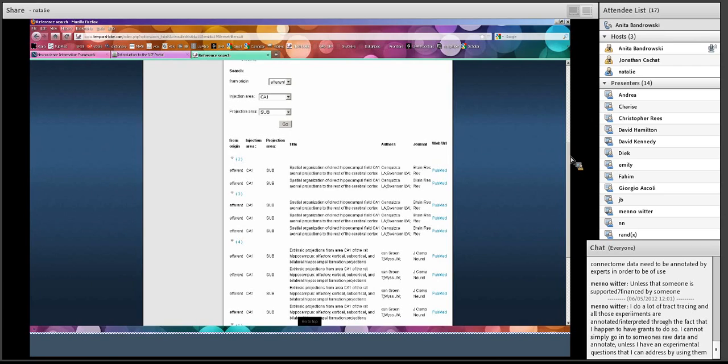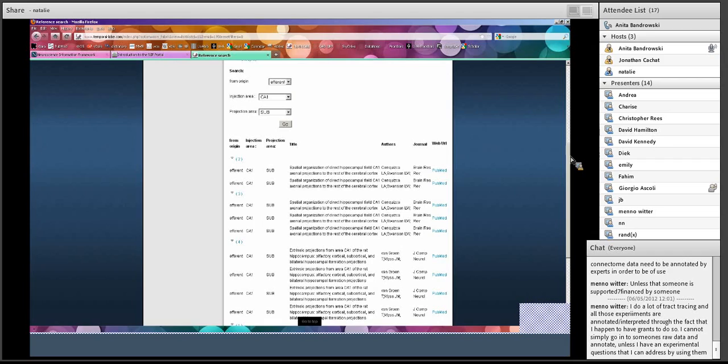So Menno, again, is writing that I do a lot of tract tracing, and all those experiments are annotated and interpreted through the fact that I happen to have grants to do so. I cannot simply go into someone's raw data and annotate unless I have an experimental question that I can address by using them. And that is actually a very, very good point. But people do have grants also to reanalyze existing data sets.